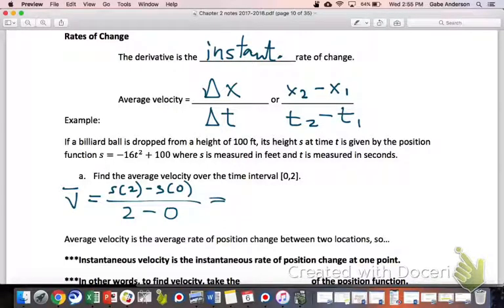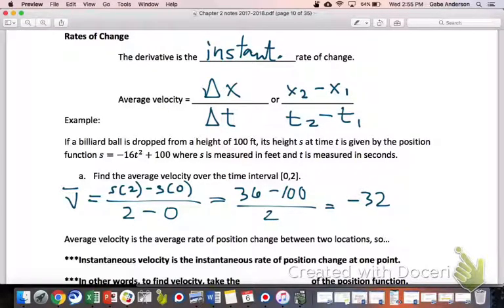I think we can finish this out. What's S of 2? I think it's 36, right? Negative 64 plus 100. So it'd be 36. What's S of 0? 100. So 2 minus 0, of course, is 2. What is 36 minus 100? Negative 64, of course, divided by 2 then is negative 32.